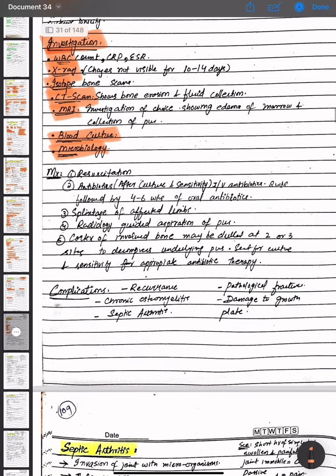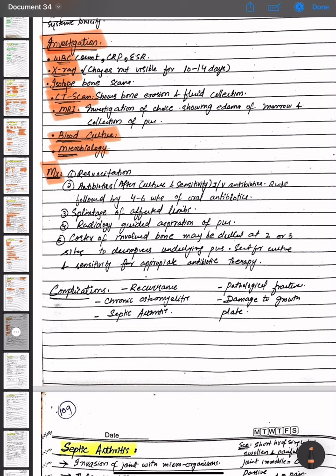What are the management options? We will do first the resuscitation, then we will provide the antibiotics after culture and sensitivity, intravenous antibiotics for 2 weeks, followed by 4 to 6 weeks of oral antibiotics. Splintage of the affected limb is done. Radiology-guided aspiration of the pus is done. The cortex of the involved bone may be drilled at 2 or 3 sites to decompress underlying pus. Then culture and sensitivity is done for appropriate antibiotic therapy.